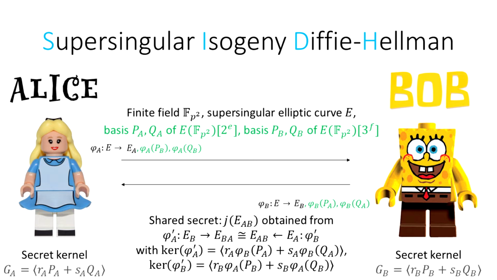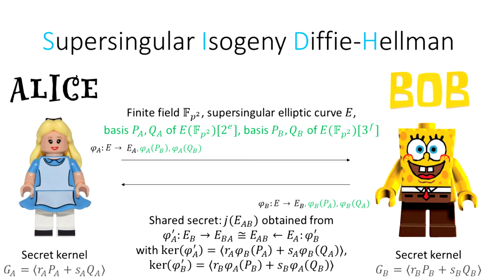But in essence, we have a supersingular elliptic curve over some finite field. We have a basis of the 2^e torsion and a basis of the 3^f torsion. Alice samples some random secret kernel. Bob does the same. Alice uses the 2^e torsion, Bob uses the 3^f torsion. Now the problem is, instead of just sharing their codomain curves, which would be E_A and E_B, they also need to share the images of the other party's torsion points, because otherwise they can't make a commutative diagram. Alice cannot interpret G_A, her secret subgroup, on E_B, regardless of how she stores it. You really need this torsion point information.